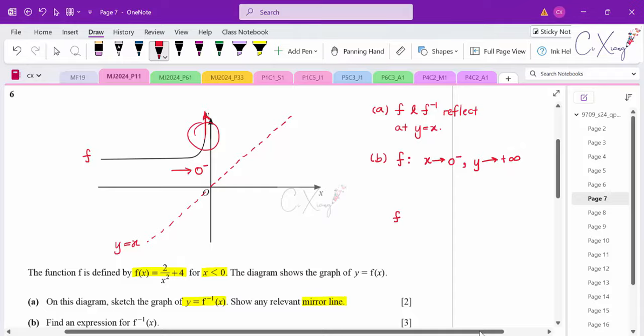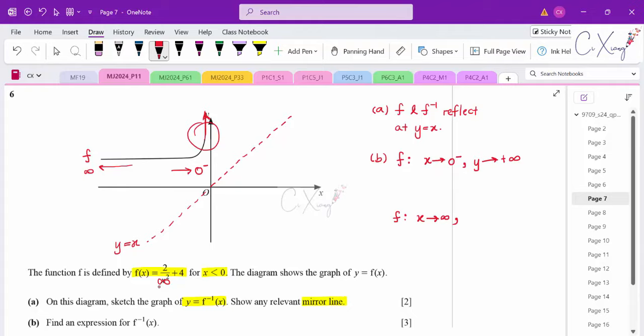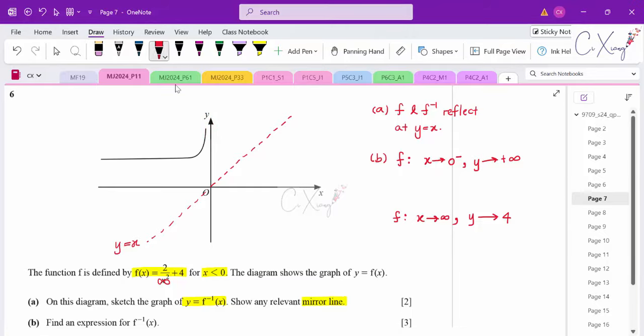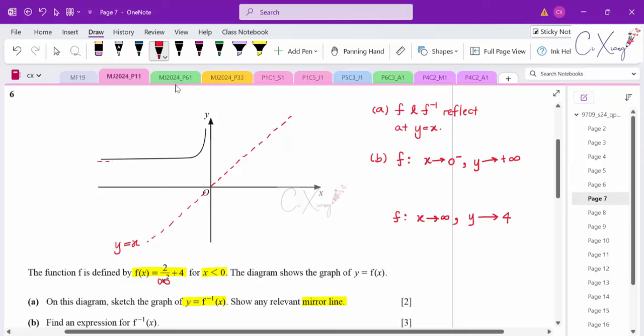And the second thing, if I observe the function f, when x goes to positive infinity, what happens to y? Try to imagine substituting infinity into the equation here: 2 over infinity, you get a very small value, which is almost equal to 0. So 0 plus 4, you get 4. Therefore, y is getting closer to 4. That means there's an asymptote here, basically, but you can't see it. So there's an asymptote here, and this is y equals 4.